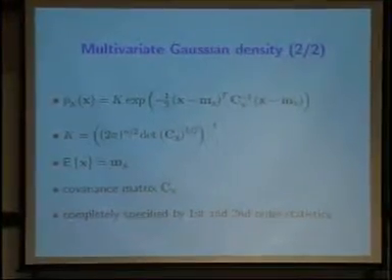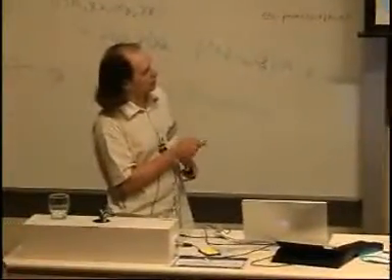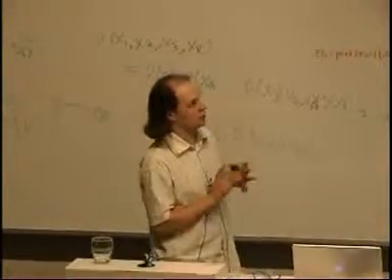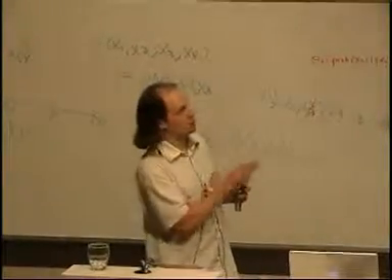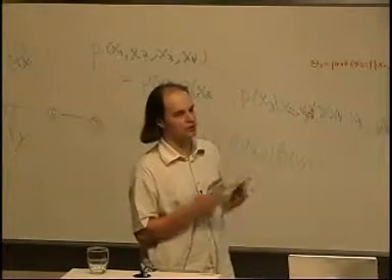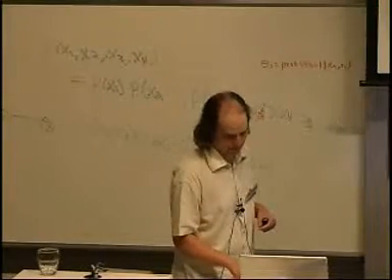Another point to note about the Gaussian distribution is that once you know the first and second order statistics, that means the mean and the covariance matrix, then you have completely specified the probability distribution function. You don't need any other information, and any other information will not bring anything new about the distribution.